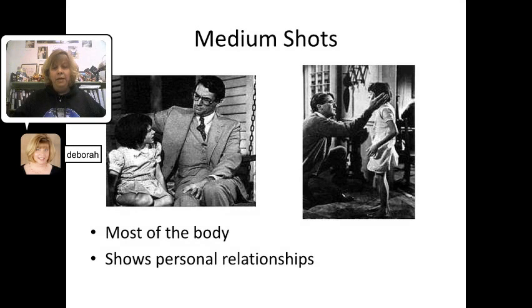Or you can have a medium shot, and this is where most of the actor's body is going to be in the shot, and it's really effective for showing personal relationships. You can see the distance between the characters, you can see their body language, and the director can help show you, without telling you, how these two people get along and how their relationship is and how they're connected.